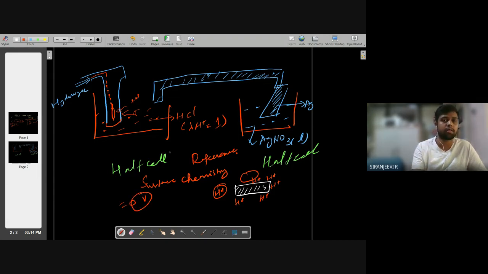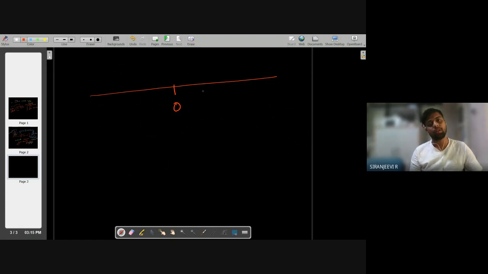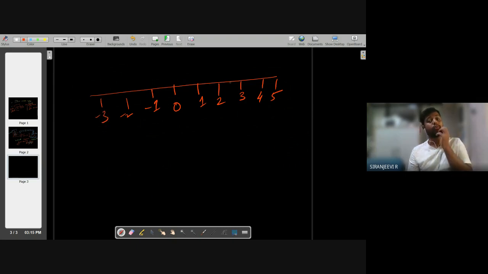Why should we consider this as 0 volt? In a real-life scenario also, whenever we talk about any number, we should have such a reference. In between is the 0, then it starts 1, 2, 3, 4, then 5, and this side is considered -1, -2, -3. So this is 1 with reference to 0, it is 1 extra. With reference to 0, it's 2 extra.